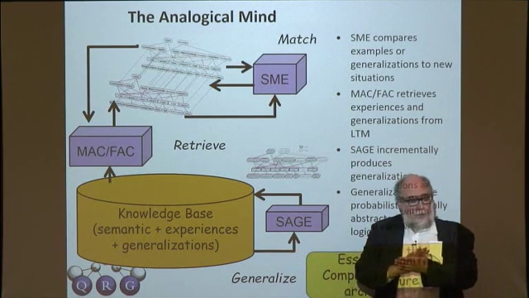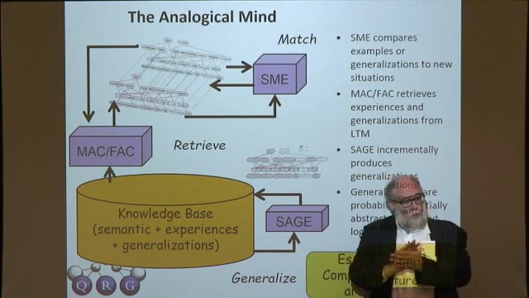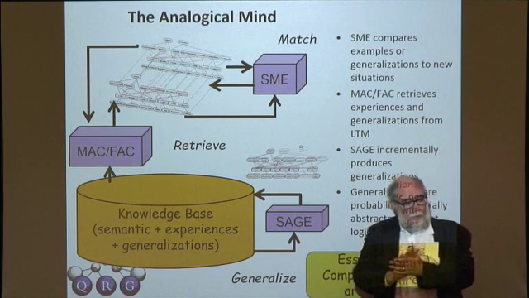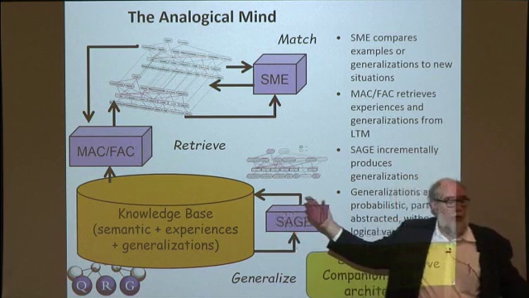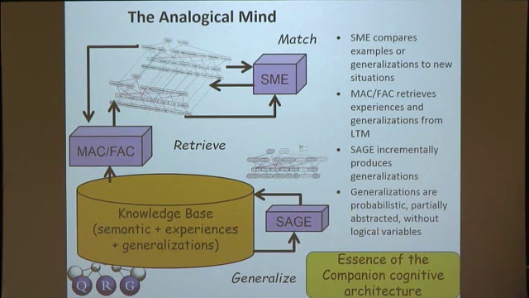So if two of them are sufficiently similar, you store the simulated version of those things back as a generalization, and the same retrieval model is used again.